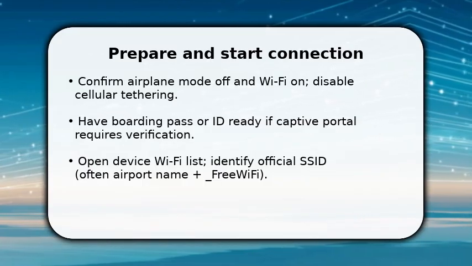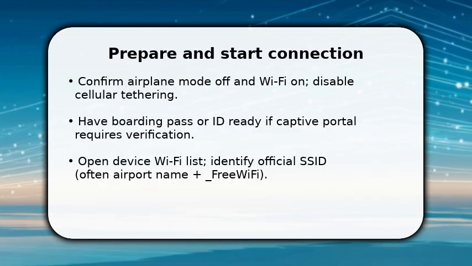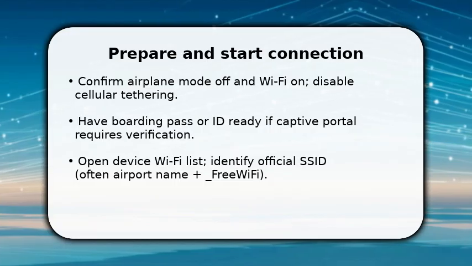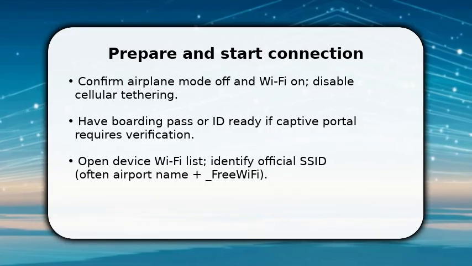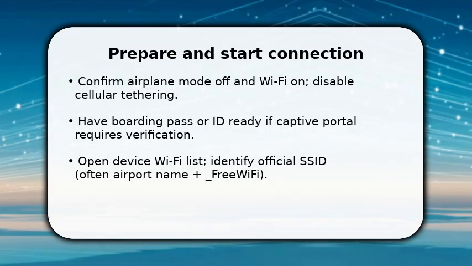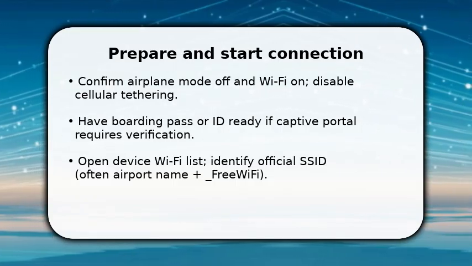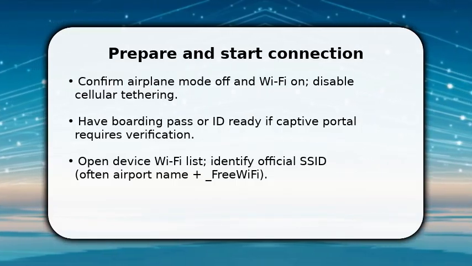Next, open your device's Wi-Fi list and look for the airport's official SSID. It often includes the airport name and free Wi-Fi. Once you select it, your device may show a captive portal notification. Tap that to proceed to the login or terms page so you can continue the connection process.